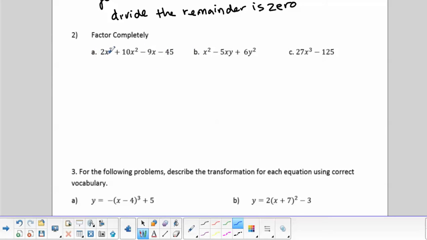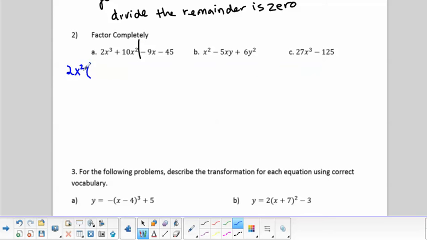Next, because it's 4 terms, I'm going to try factor by grouping. So you need to split the 4 terms in half, and you're going to look for a common factor from the first 2. So 2 and 10 can both be divided by 2, so I'm going to take the 2 out. And they both have x's. They both have at least x squared in them, so I'm going to take x squared out.